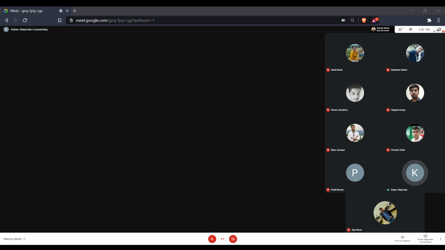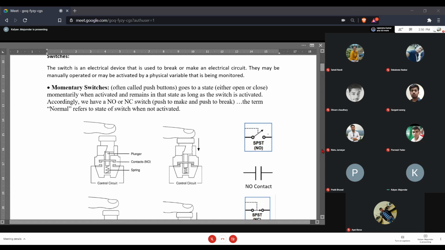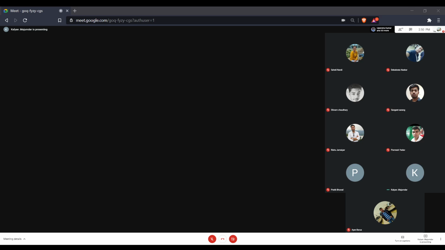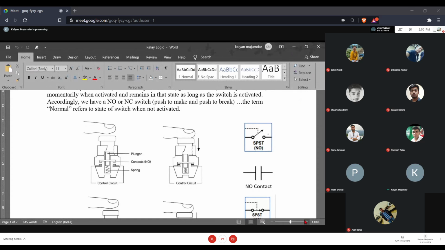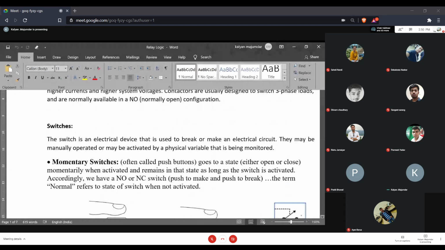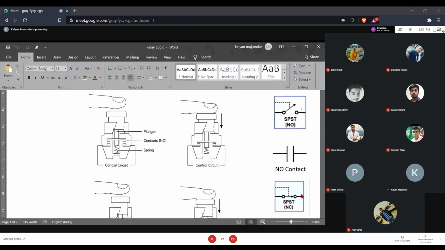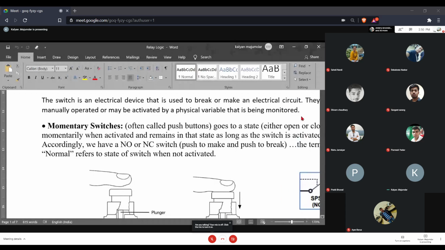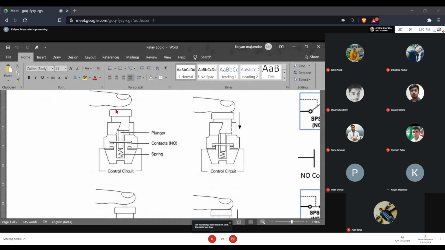If you look at this particular switch, this is that particular lever. This is what is a push button.